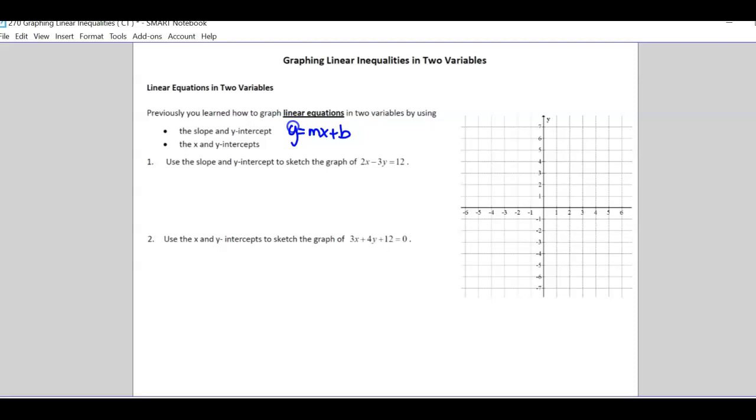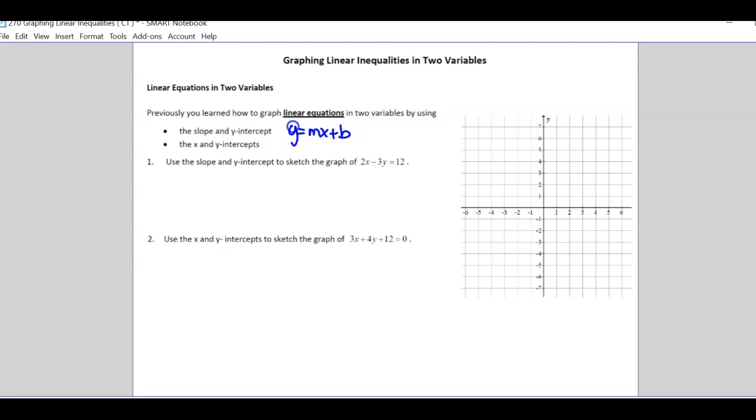So if you have the slope, I shouldn't say you need to have two points. You have to have one point and the slope, or at least two points, because from there, you can figure out the slope. So in question one, the slope y-intercept is asked, then graph. That means put it in slope y-intercept form.